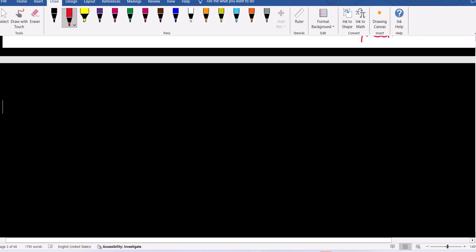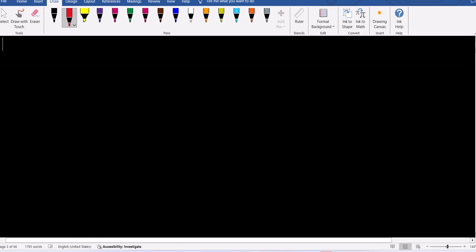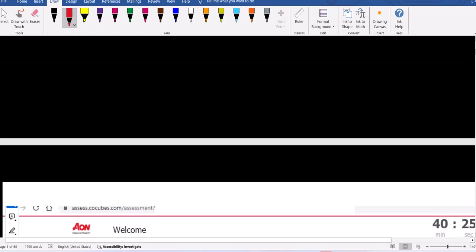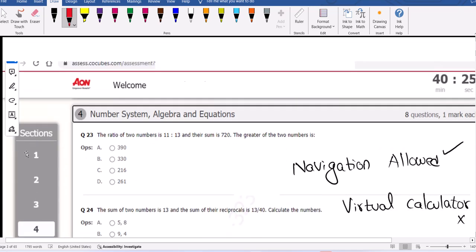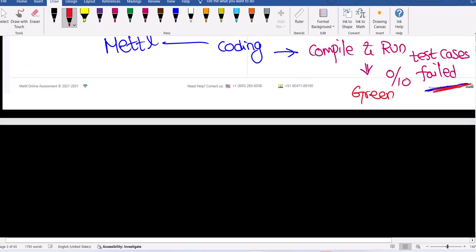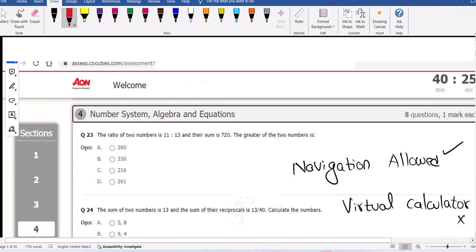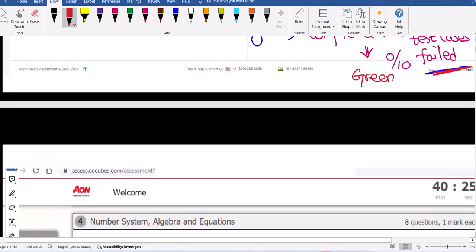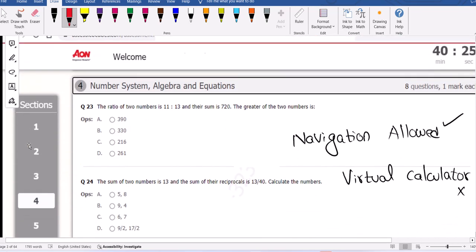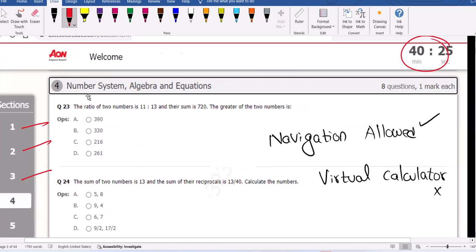And the cocubes platform. Now this is the cocubes platform where you have a timer here and you can move between sections here. One, two, three. This is some other section not related to Accenture. I just want to show you how the platform looks. So here the timer will be there.